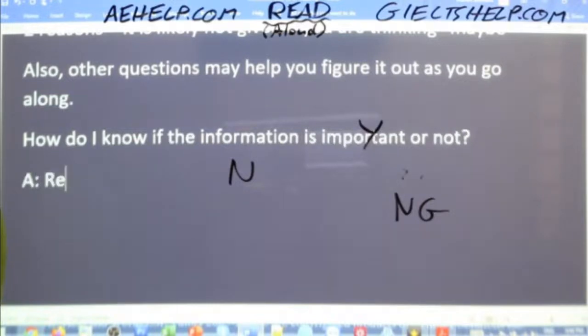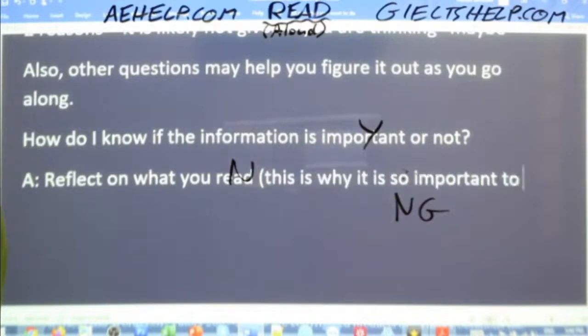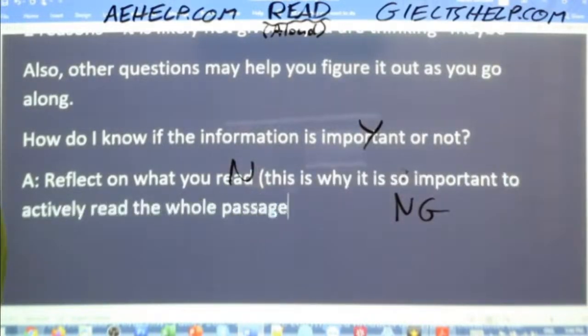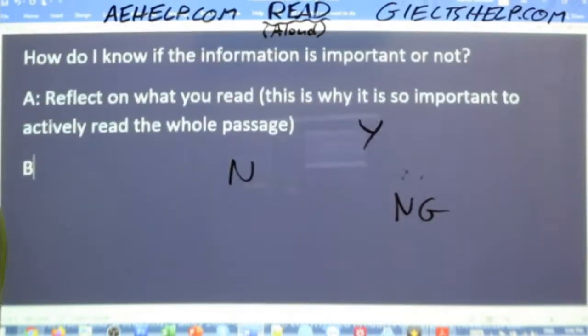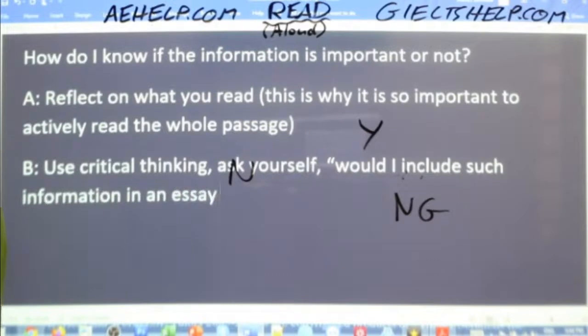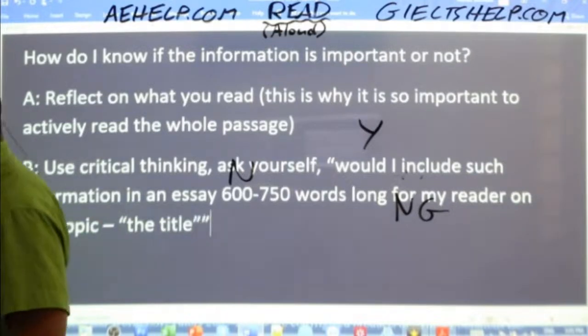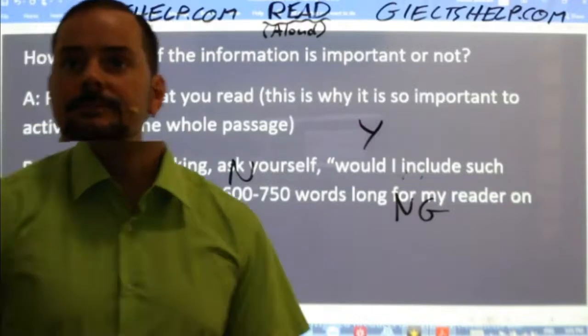Okay, A, reflect on what you read. This is why it is so important to actively read the whole passage. B, use critical thinking. Ask yourself, would I include such information in an essay 600 to 750 words long for my reader on this topic? Okay, does that make sense? So, is that clear? All right. Ask yourself that. So again, it's that critical thinking.